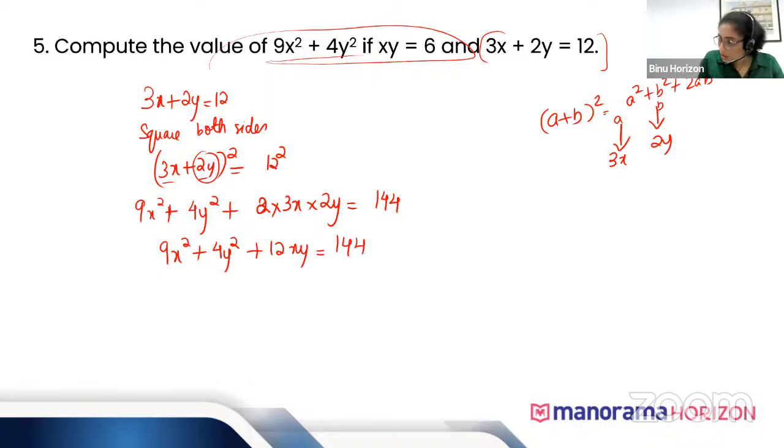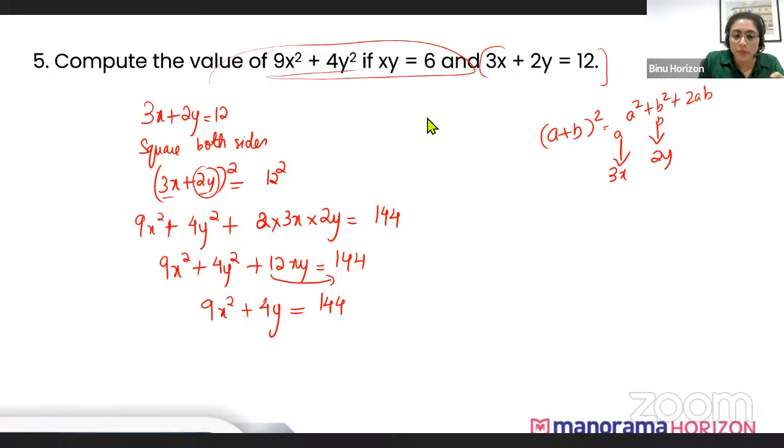So what do I have to find? 9x square plus 4y square, which is equal to 144. I'm taking this 12xy to the other side because in the question we need to find only 9x square plus 4y square. 144 minus 12xy.